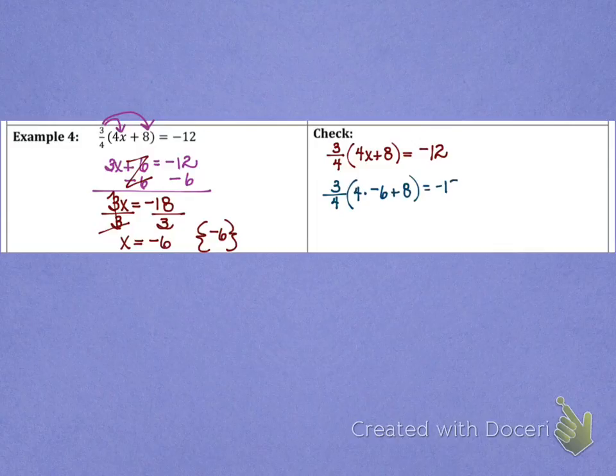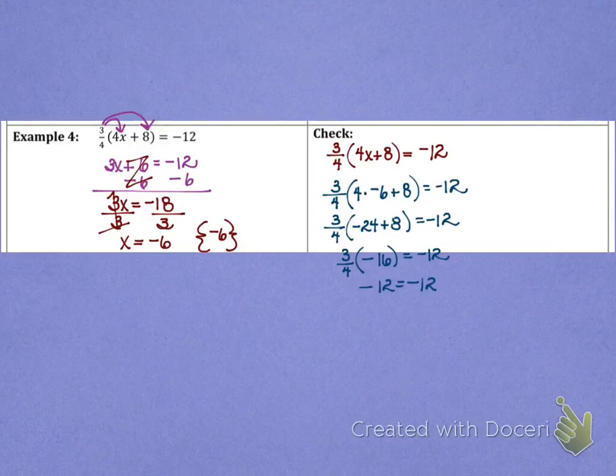And following order of ops, let's do 4 times negative 6 first. That gives me negative 24 plus the 8. And adding negative 24 plus 8, we're going to get negative 16. And then we're in the blue area here. So 3/4 times negative 16 is going to give me negative 12 equal to negative 12.